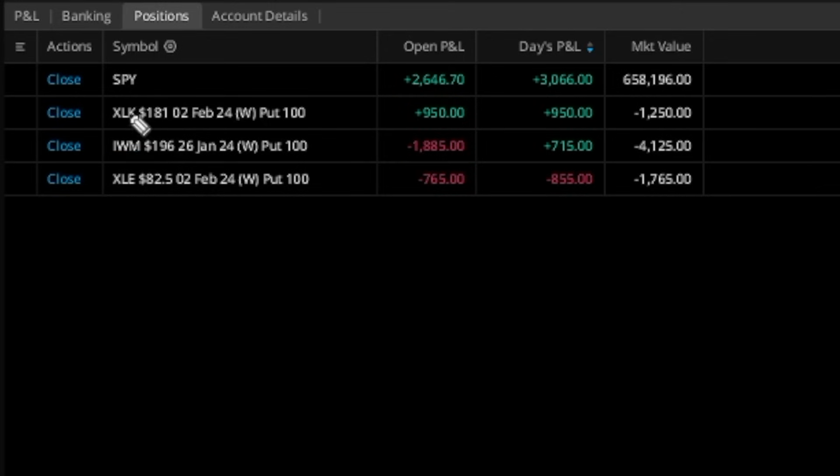We also have, of course, an XLK, the technology ETF. We also have a Russell, the Russell 2000 small cap stocks, and an energy ETF. Currently having 2 trades in the red, 2 trades in the green. Overall doing just fine. We'll see how this one wants to play out.